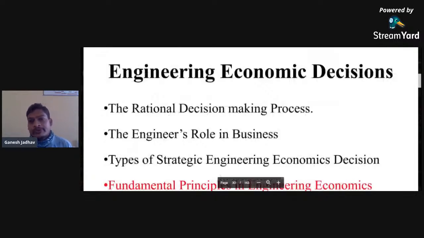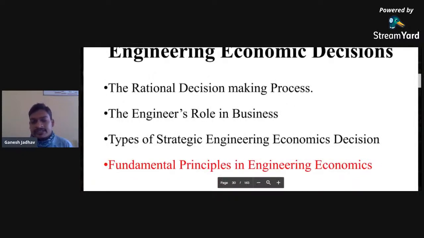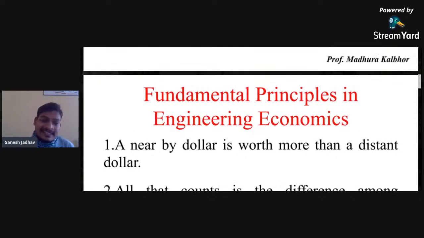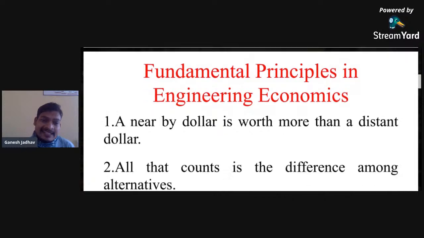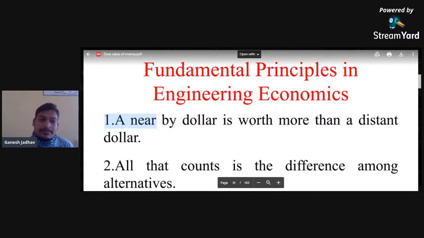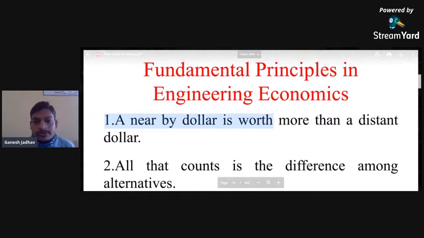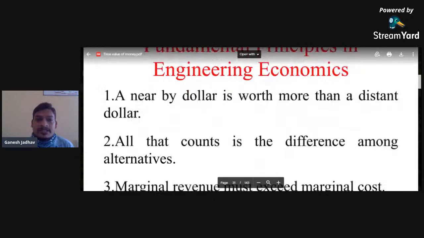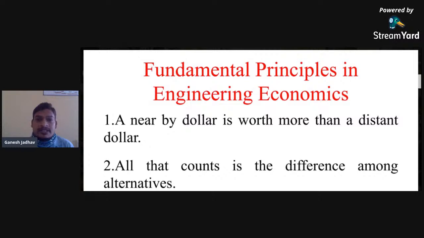Then we move toward the fundamental principles in engineering economics. Which are the fundamental principles? The first fundamental principle is: a nearby dollar is worth more than a distant dollar. A nearby dollar is worth more than a distant dollar.